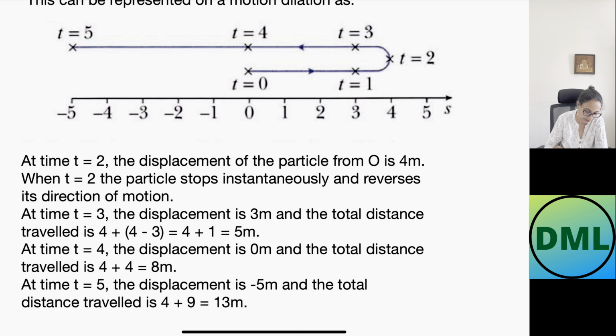At t is equal to 5, the displacement is minus 5 meters. As you can see, at time equal to 5, the displacement is negative 5 meters. But the total distance traveled is how much? First you covered in the positive direction 4 meters and then again you covered 5 in the reverse direction. So the total distance traveled from minus 5 till 4 is how much? 4 in this direction, 5 in this direction. So 5 plus 4 is 9 meters you covered. So the total distance from 0 is covered by 4 plus 9, which is equal to 13 meters.